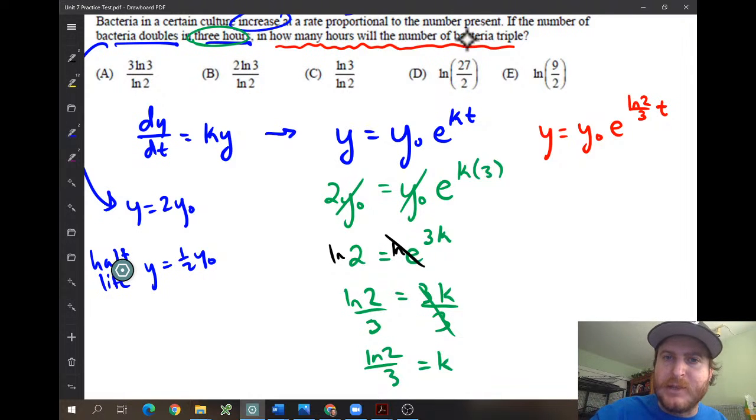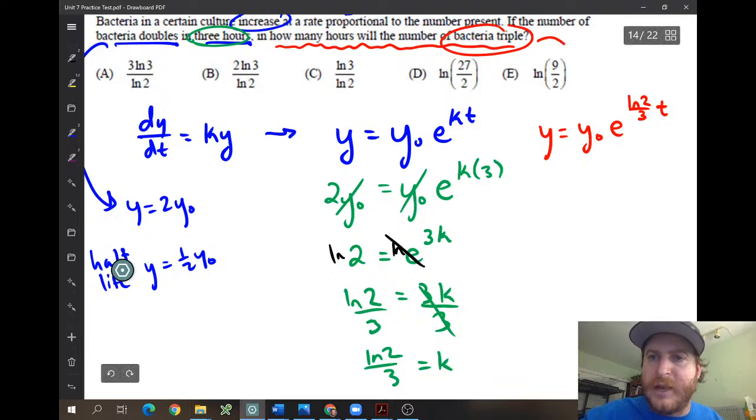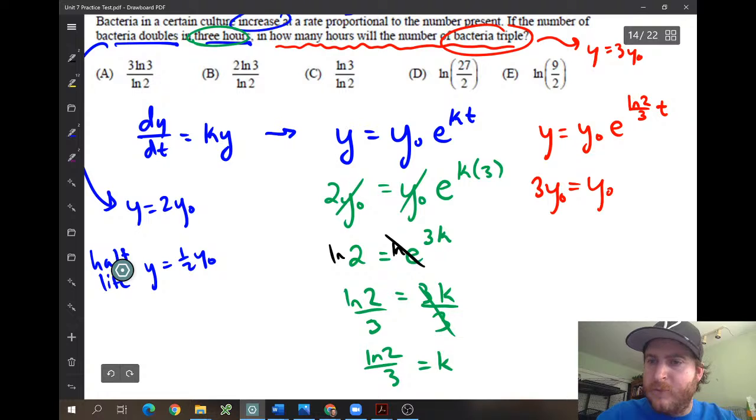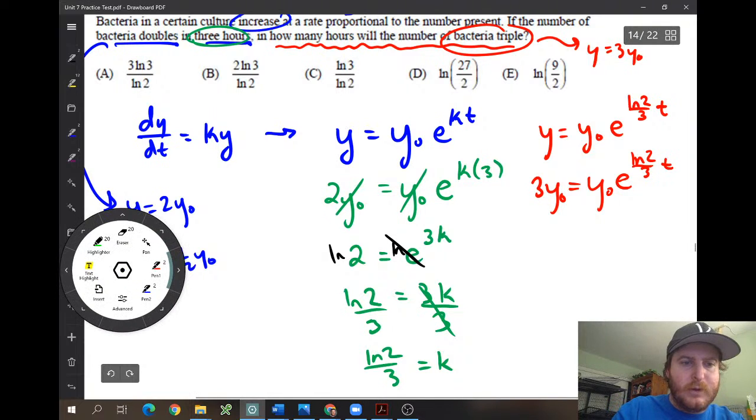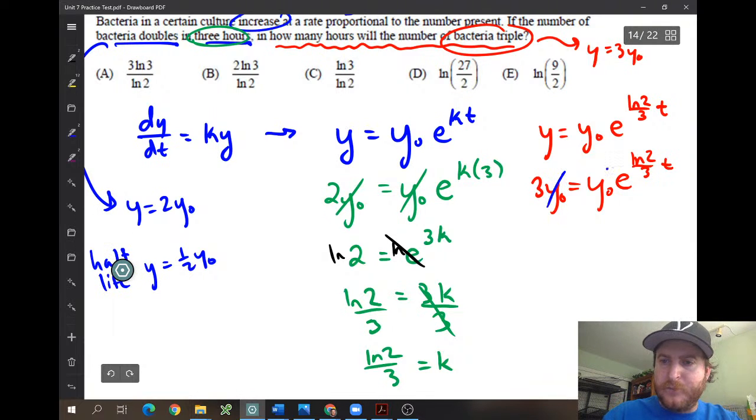But it's okay because they said, in how many hours will the number of bacteria triple? So that's plugging in 3y naught for y. And again, they'll cancel out. So I'll plug in 3y naught equals y naught e to the ln of 2 over 3. This time I'm solving for the time.